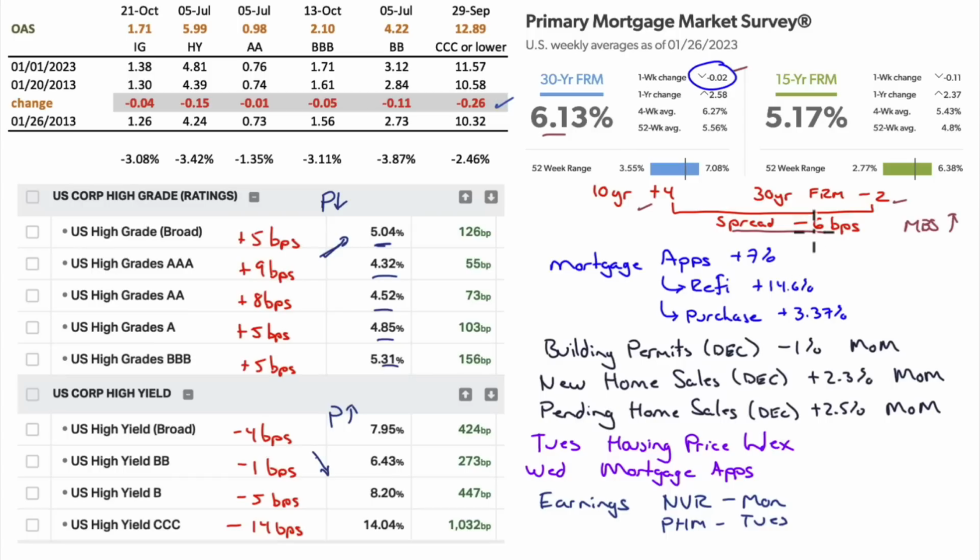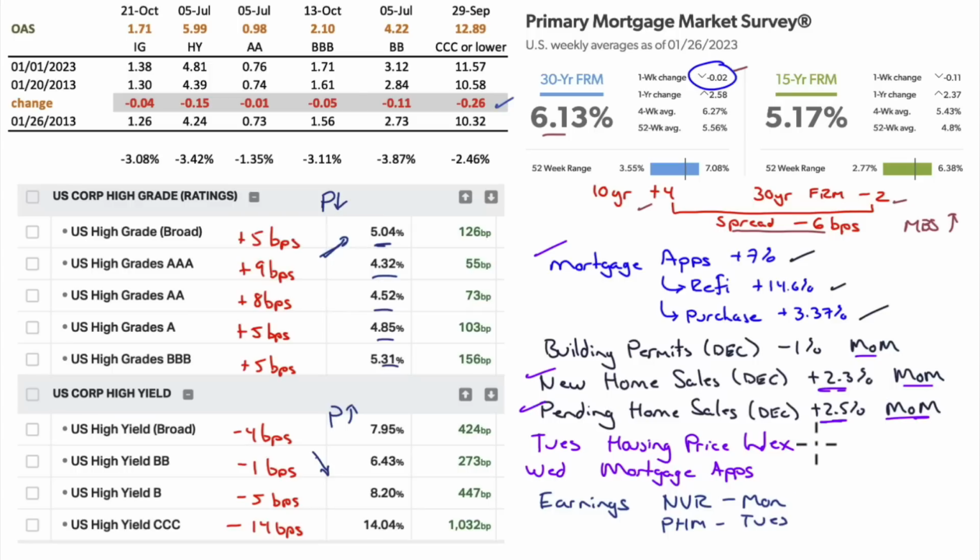Mortgage applications, after a big monster up week last week, follows it through with another 7% increase. Refis up 14.6, purchases 3.37. Building permits for December were down 1% month over month. New home sales were up 2.3% for December month over month. Pending home sales for December were up 2.5% month over month. So this has been 2 weeks in a row where the housing data coming in is fantastic. Mortgage apps followed last week with another increase. You have new home sales that are increasing, pending home sales month over month that are increasing. Tuesday, we don't have much housing next week.